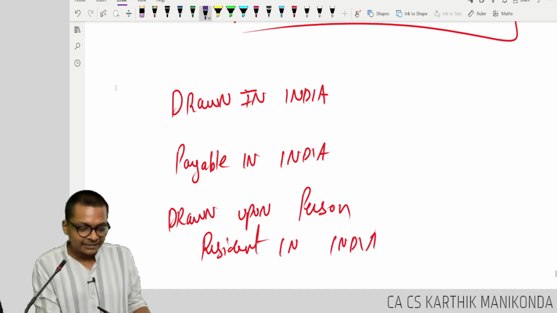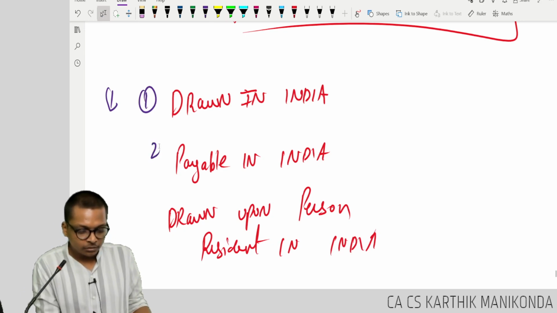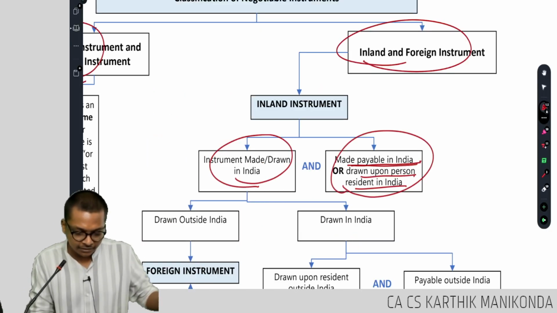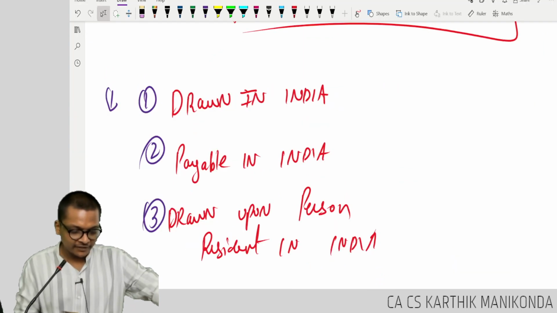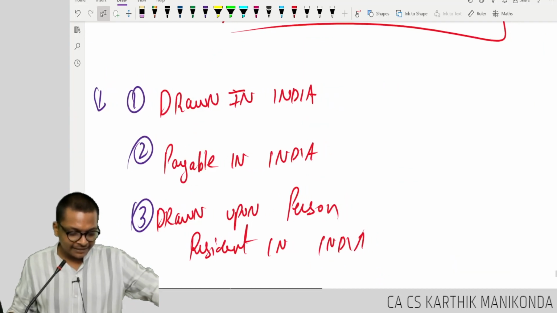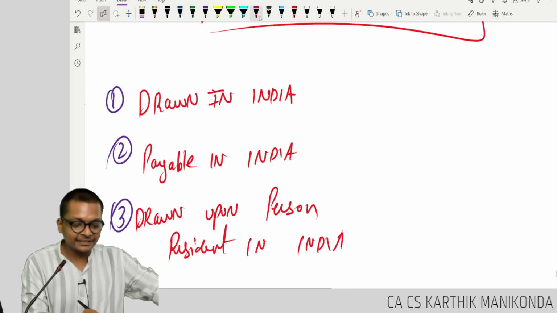So we have 3 metrics, 1, 2, 3, correct? Drawn upon person outside India, payable outside India. Perfect. Okay. These are the only 3 metrics, guys. Fine. Let me give an example.